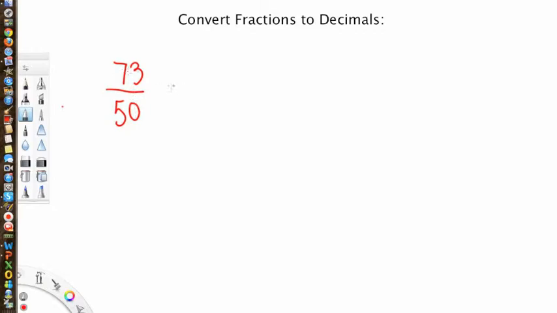It means 73 divided by 50. It's that simple. Okay, every fraction is a division problem. Now, when you're done dividing, the answer will be a decimal, but it's that simple. If you know what a fraction is, a fraction tells you to divide, and when you divide, your answer is a decimal. So let's do it.